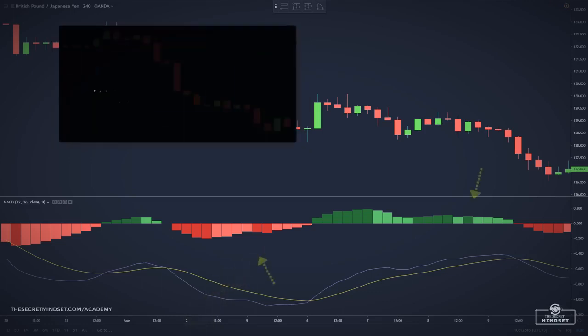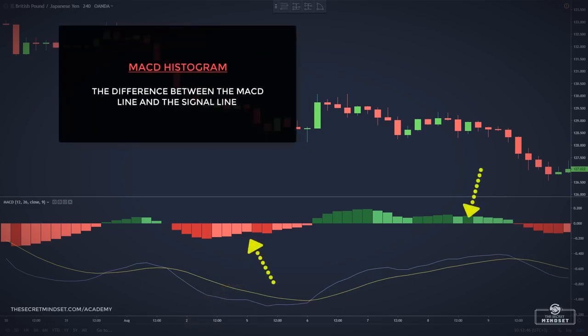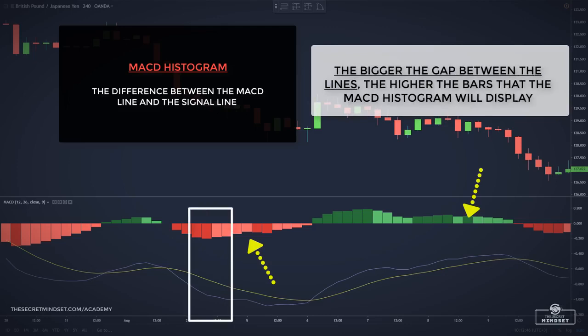We also have the MACD histogram. The MACD histogram simply represents the difference between the MACD line and the signal line. The bigger the gap between the lines, the higher the bars that the MACD histogram will display. If the two moving averages come together, they are said to be converging. If they move away from each other, they are diverging.